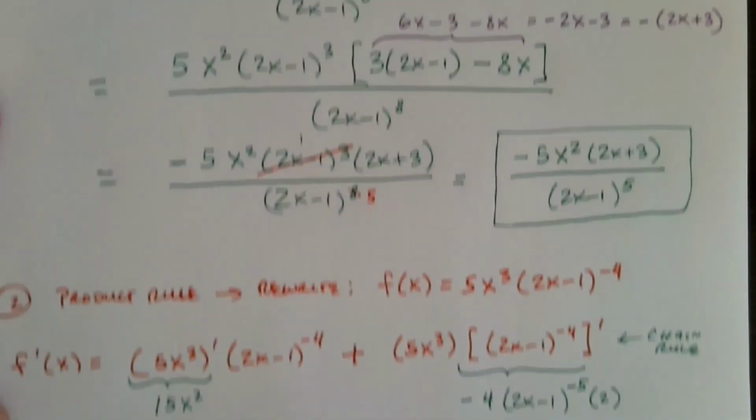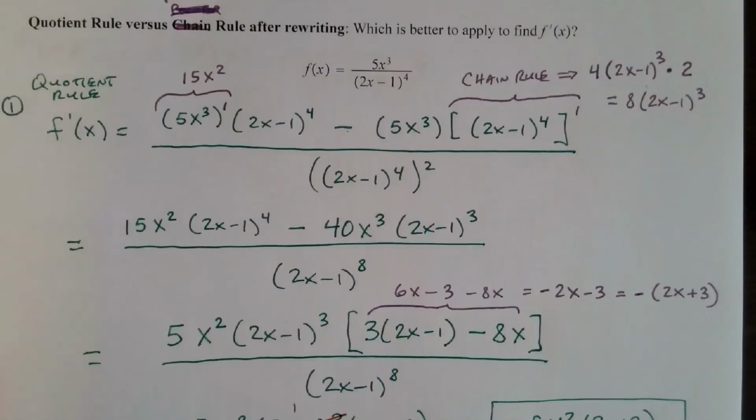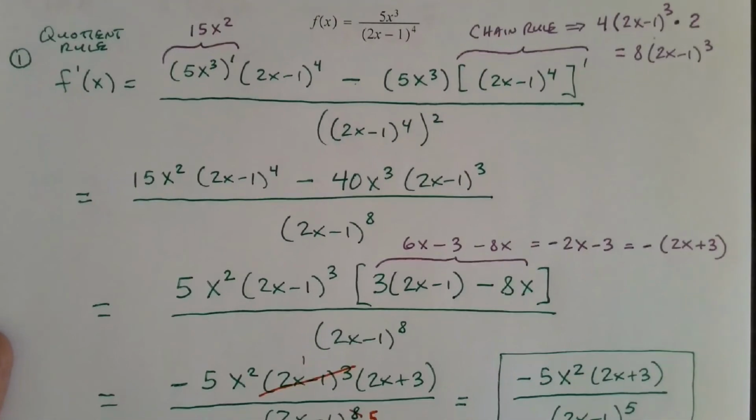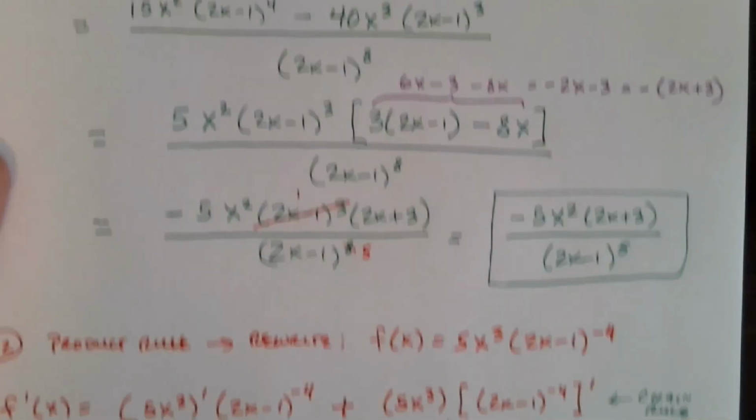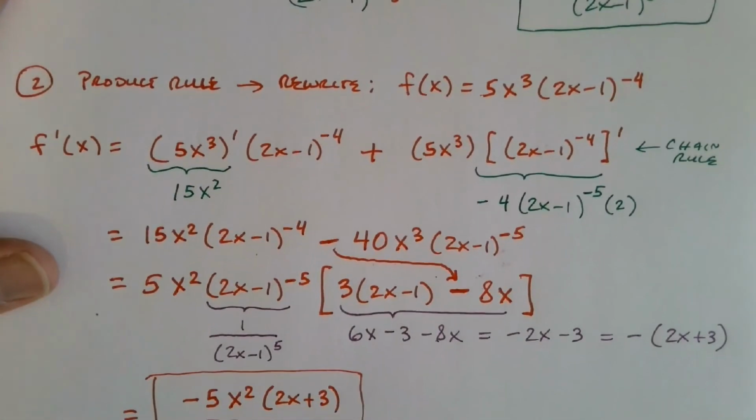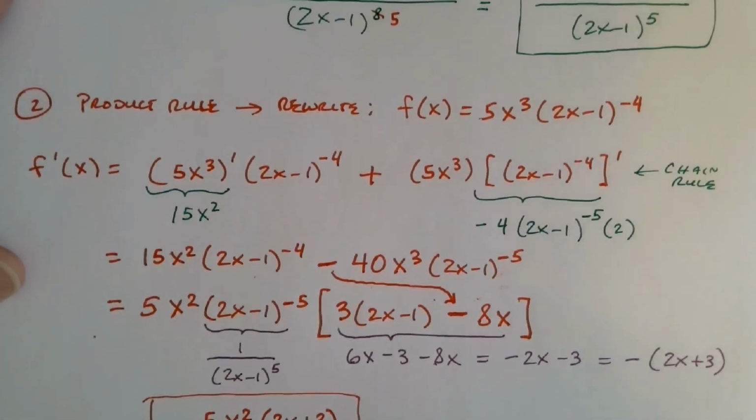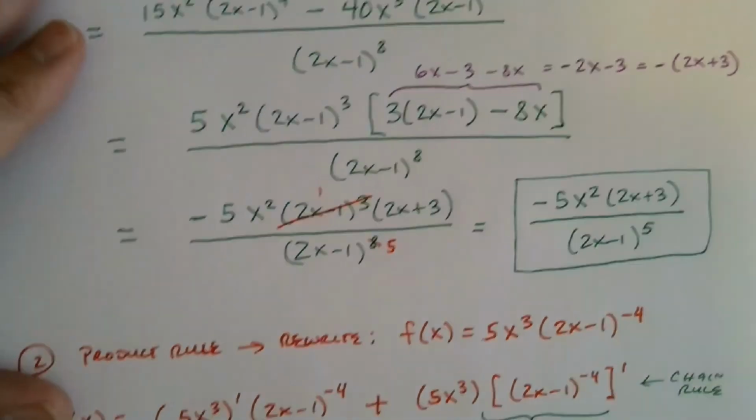That was my question at the beginning. Which method is better to apply? Well, I don't know if there's a definite answer. Some of you may prefer the quotient rule, and some of you may prefer the product rule. Okay. Now, there's one exception to this question.